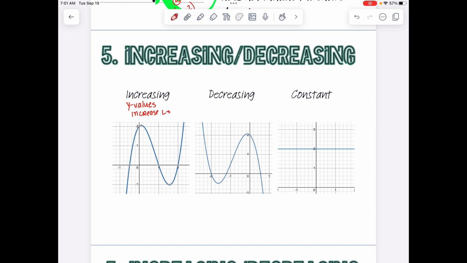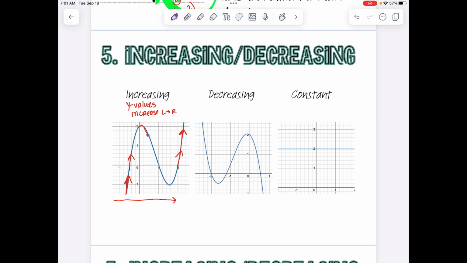from left to right. So if we look at end behaviors, if we're reading the graph from left to right, we are going up. Yes, it does turn and come down, but generally speaking, from left to right, we are going up. So this is an increasing function, right? There's a little bit of a squiggle in the middle, but if you zoom out and look at the whole graph, it's going up from left to right.